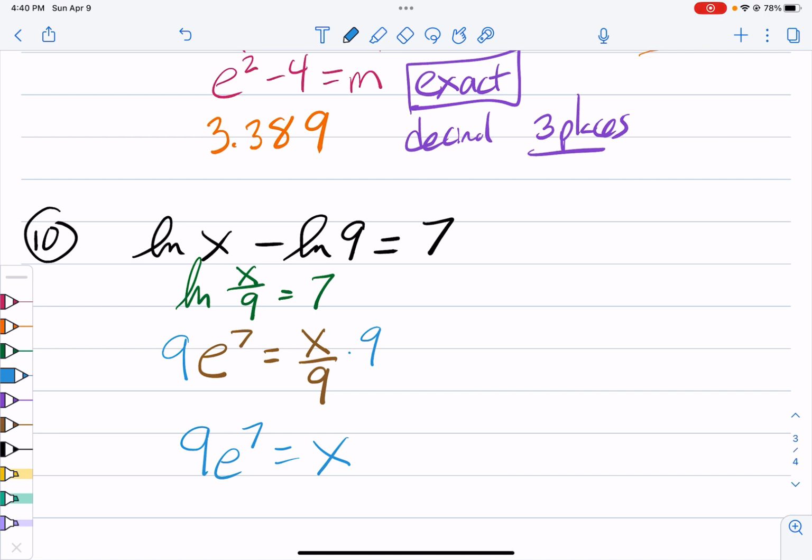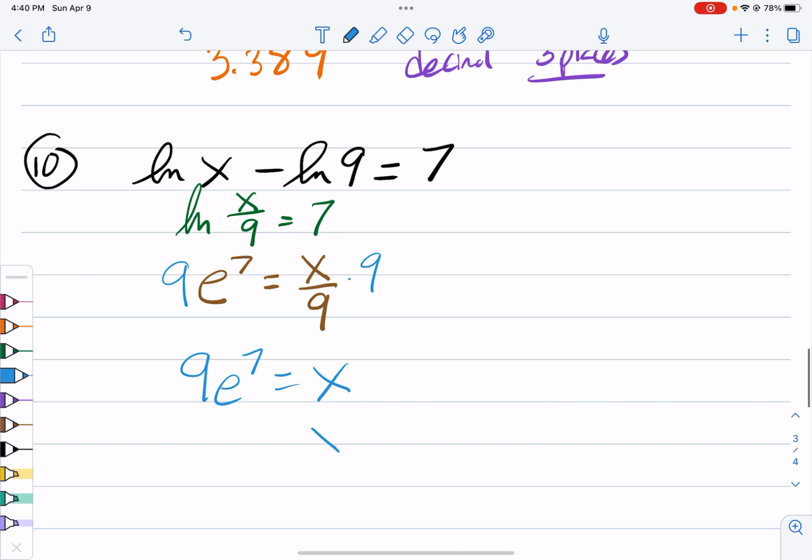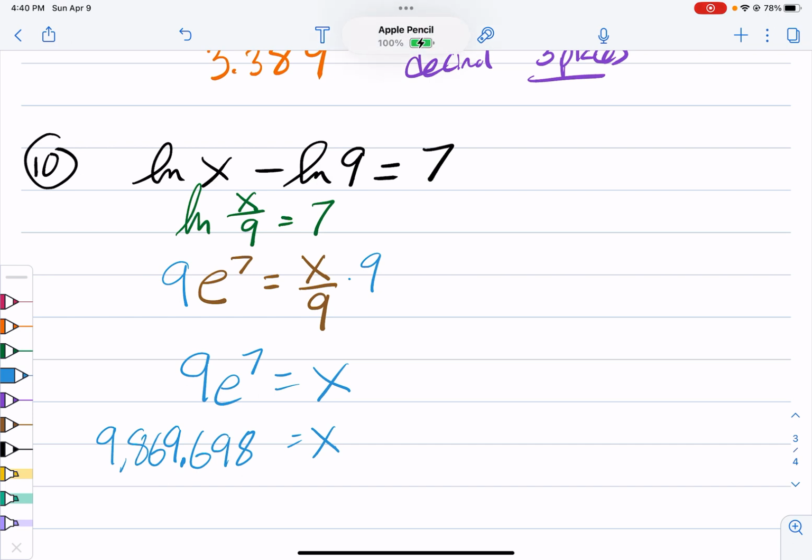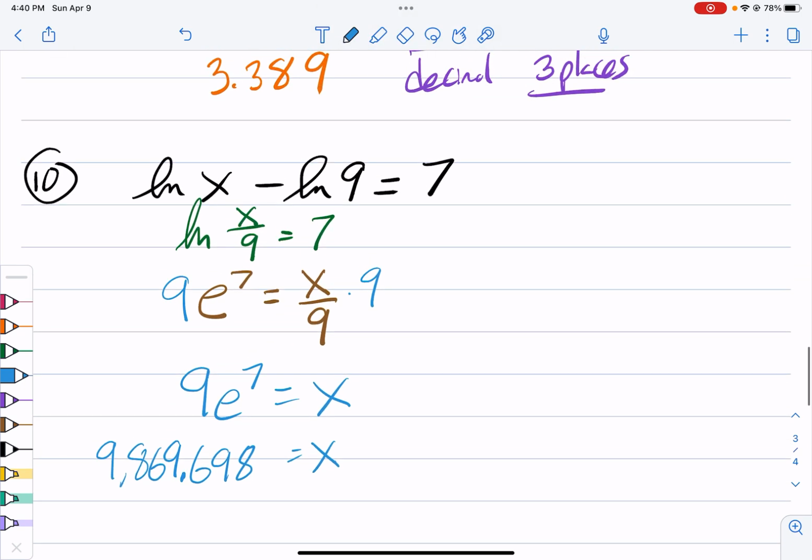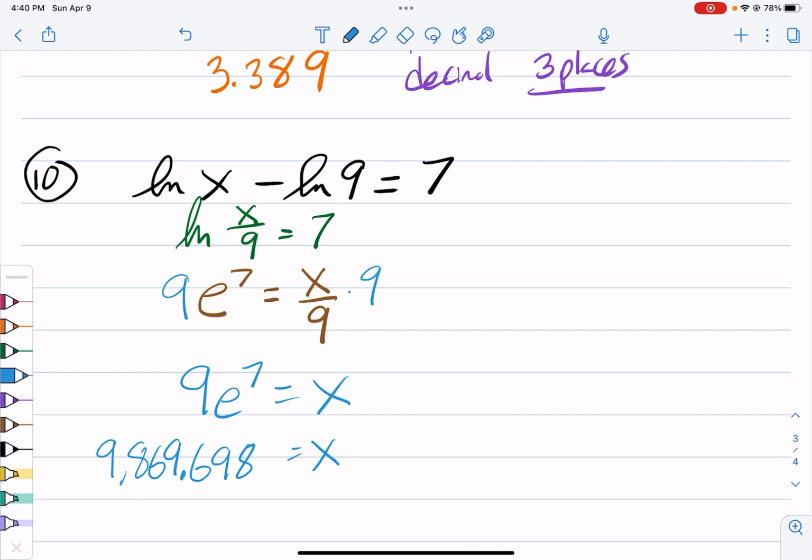And if you plug that into your calculator, you're going to go e to the 7th. Make sure you close your parentheses. Multiply that by 9. This is a very large number. This is 9,869.698. So that is why sometimes having the approximate with a large exponent can be very nice instead of having to write it out. Both of them work. I would take either.